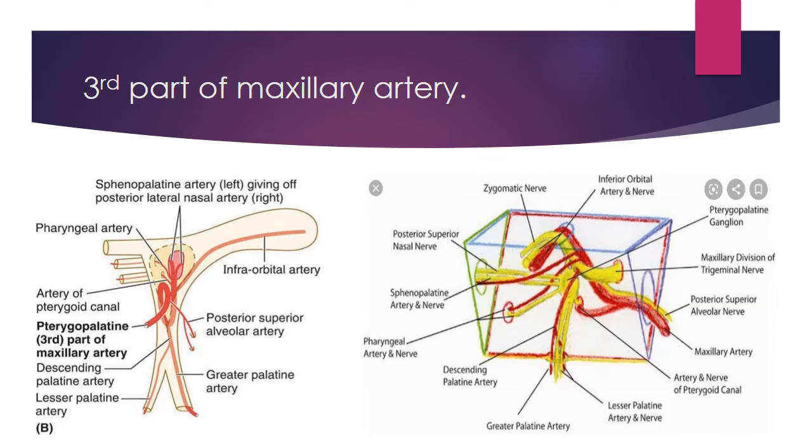Now the branches from the third part of the maxillary artery, which enters the pterygopalatine fossa through the pterygomaxillary fissure and divides into various branches which pass along the branches of the pterygopalatine ganglion. And this diagram shows the simple pyramidal-shaped pterygopalatine fossa, its various communications, and branches from the pterygopalatine ganglion and the third part of the maxillary artery. So this was all about the pterygopalatine fossa.